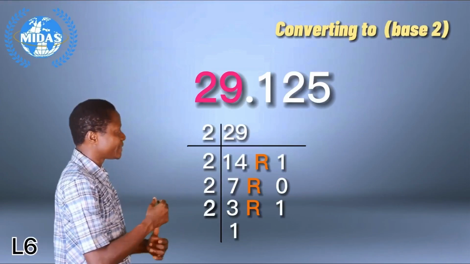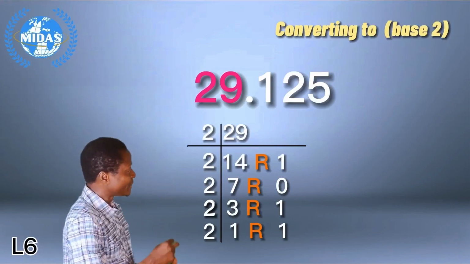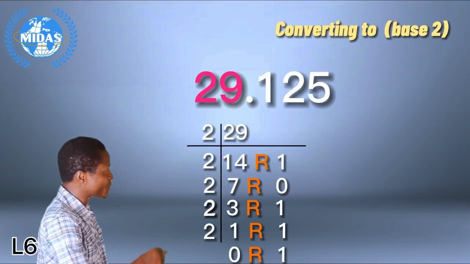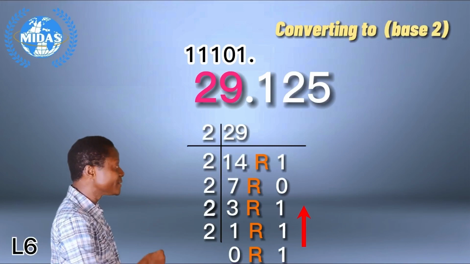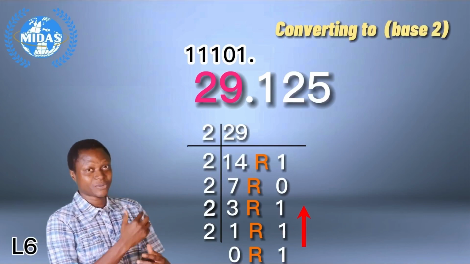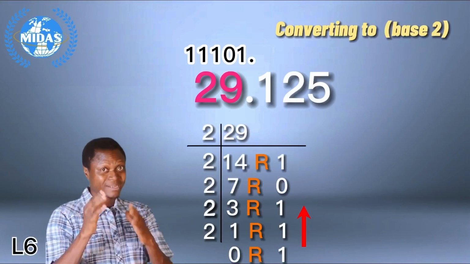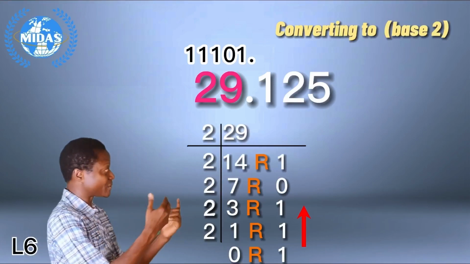2 into 3, 1, remainder 1. And then 2 into 1 is 0 times, remainder 1. So what we have there is 1 1 1 0 1. Point. Now we have to do the calculation for the place after the decimal. Remember, that one is the multiplication, and we're going to multiply by 2.